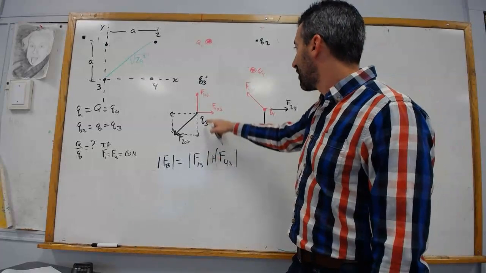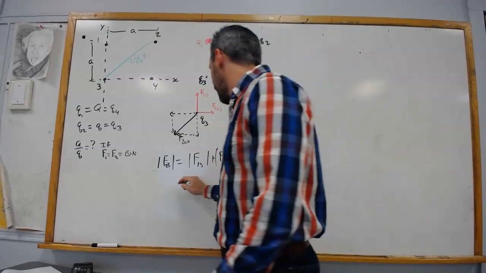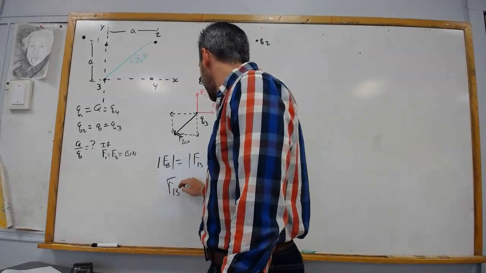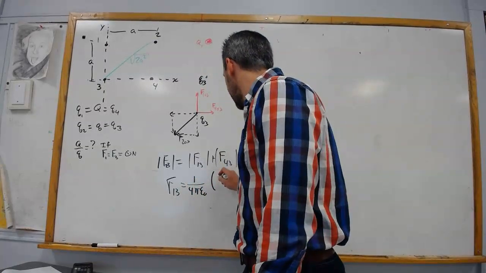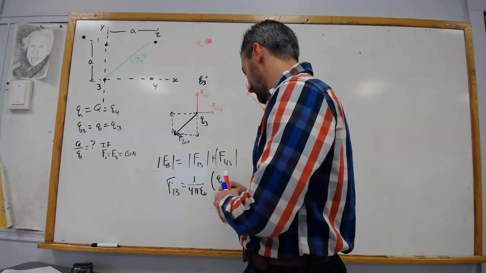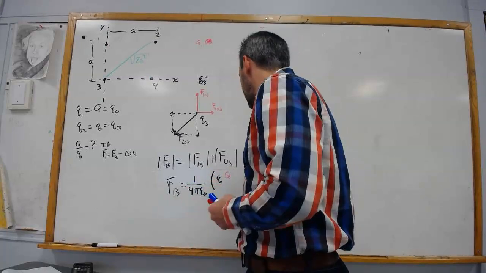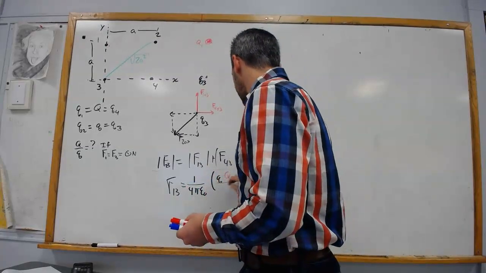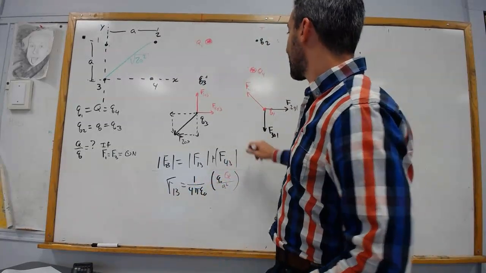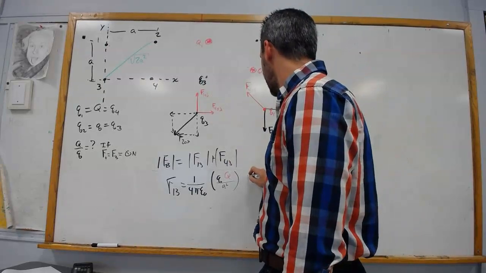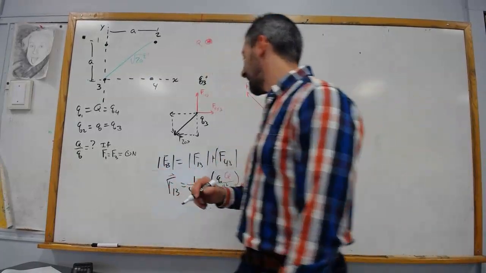I know F13. That's that guy right there. I've got a small q and a big Q, so I know F13 equals 1 over 4 pi epsilon 0 times a little q, a big Q, divided by a squared. What direction is that? F13 is also in the j hat direction. We need the direction because force is a vector.